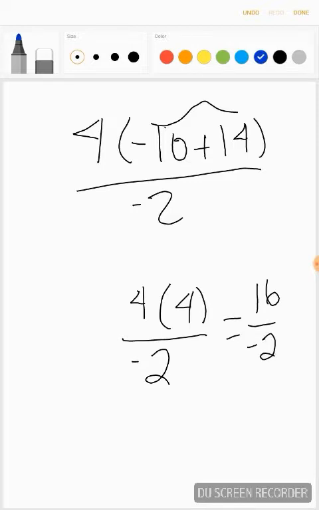We've said several times that this fraction bar means we're going to divide. So we have a positive and a negative. So if we're dividing different signs, it's always negative. So 16 divided by 2 is 8. So your answer should be negative 8.